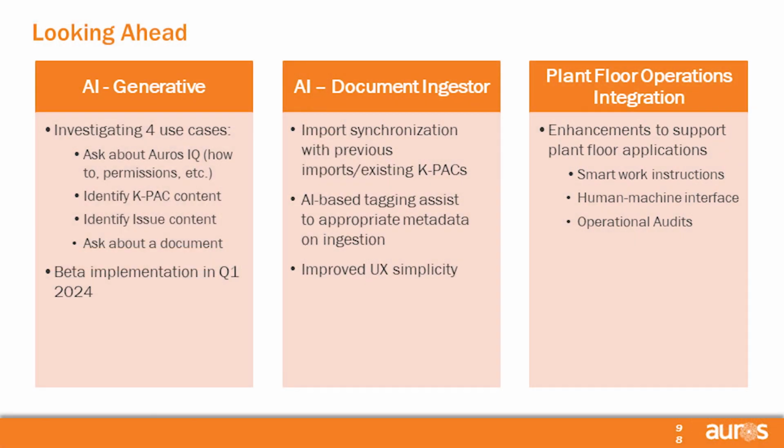You use the document ingester to get those requirements into Auros, and then the next year there's a new program and you're given a new statement of requirements. Rather than updating each of those knowledge packets individually, you can use the document ingester again, and this feature will give you the ability to keep the knowledge packets that are existing, modify them, overwrite them, so just some additional flexibility for updating in the requirements management workflow. We're improving the AI-based tagging assist to appropriate metadata on ingestion and then simplifying the user experience of the existing document ingester.